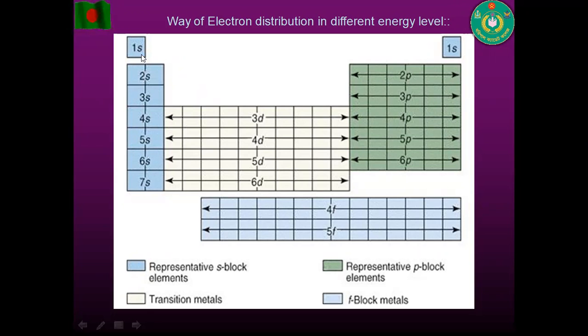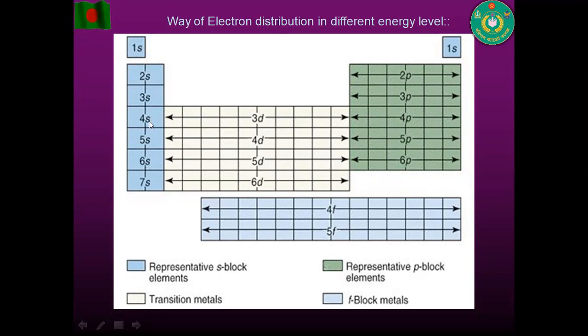Here, for 1s, its energy is lowest, so electrons at first enter this suborbital. Then 2s, 2p, 3s, 3p, 4s, 3d, then 4p. Here the value of 3d is 3 plus 2, 5. For 4s, 4 plus 0, which is 4. So 4s is the lower energy orbital than 3d. At first, electrons enter 4s.